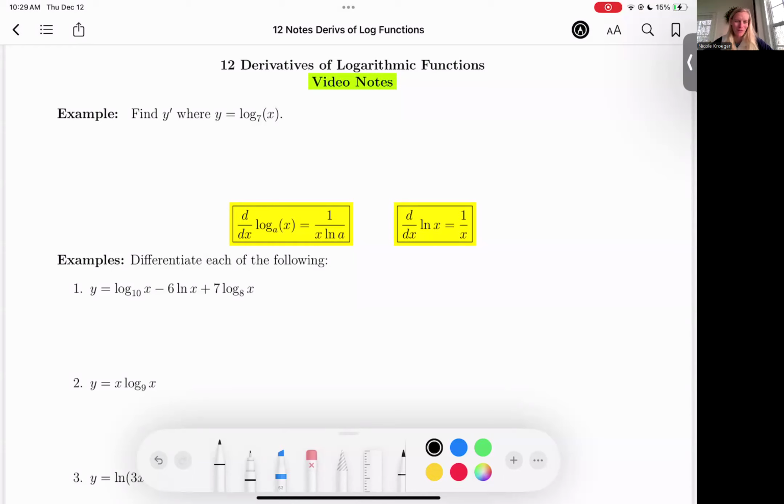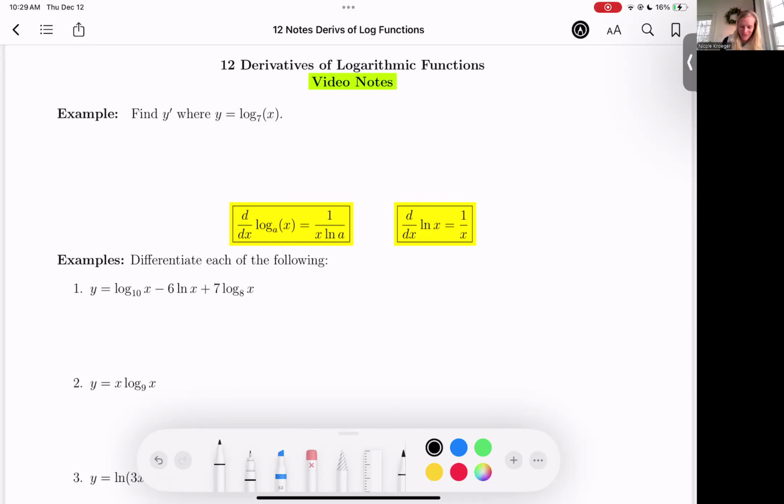These are going to be the formulas that you'll need to memorize. But I want to show you how we get to those formulas first. You're not going to have to do this process every time. We're going to do this with the example of log base 7 of x. So we want to differentiate this. Again, we don't know how to differentiate this, so we need to use other techniques that we know.